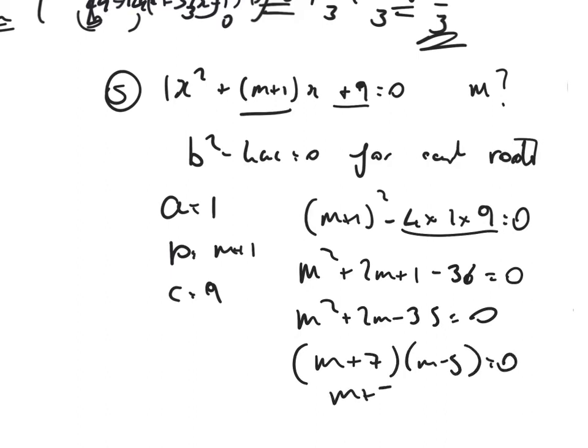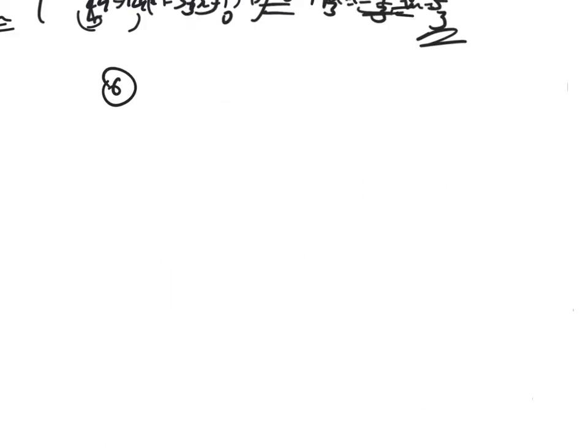Okay, so that's m plus 7 is equal to 0. m minus 5 is equal to 0, which will give me m equals minus 7, or m is equal to 5. Okay, question 6. We've got f of x is equal to 5x cubed minus 3x to the 5, and the question is looking for us to find the coordinates of the stationary points and determine their nature.